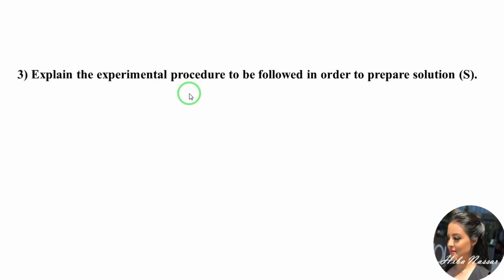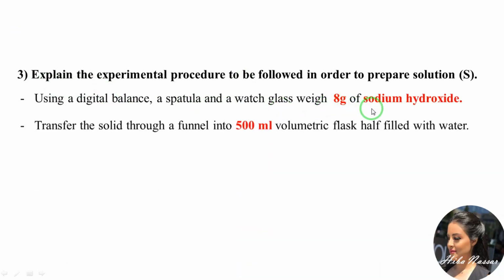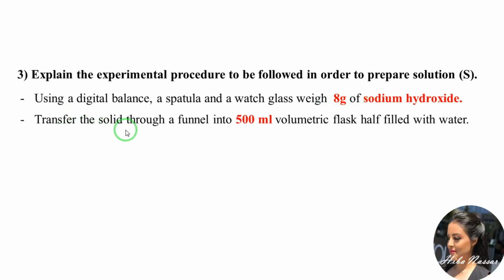Now, explain the experimental procedure to be followed in order to prepare solution S. So you have to list the 6 steps that can be used in order to prepare the solution, starting from the solid solute, which is sodium hydroxide. Now, step number 1, using a digital balance, a spatula and a watch glass, weigh 80 grams of sodium hydroxide. Then, transfer the solid through a funnel into a 500 ml volumetric flask half filled with water.